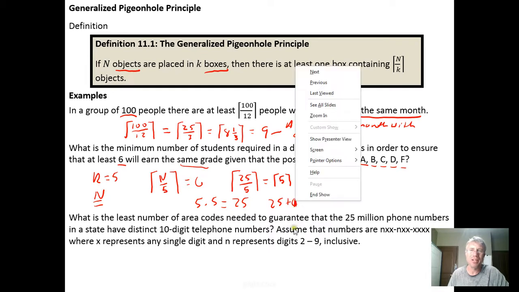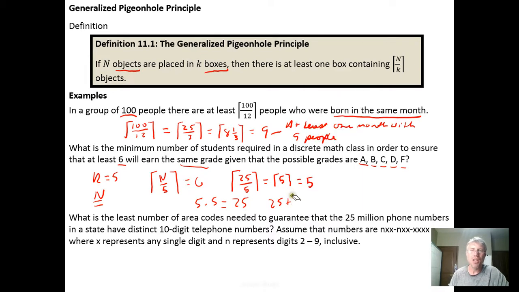I'm adding it already. I would need one more than that, which would be 26. So 26 would be the first number such that 26 over 5, which is going to be equal to 5 1/5, there's my numerator of 1, is going to round up to a 6. So I would need 26 students to guarantee that at least 6 students have the same grade.